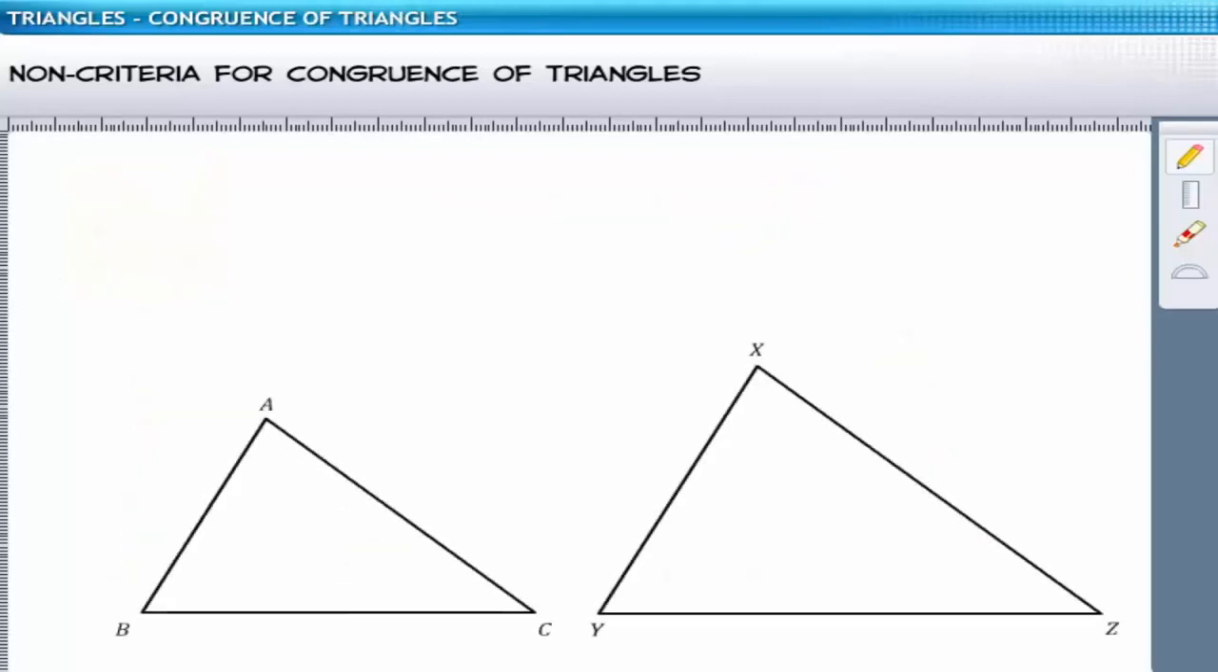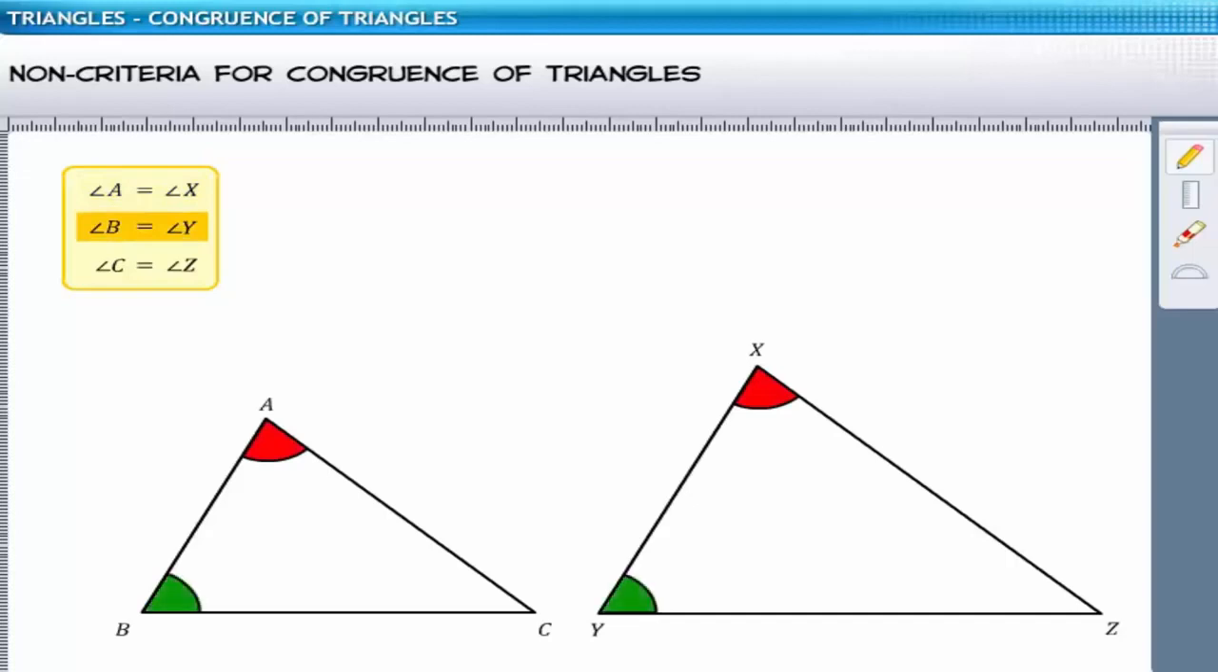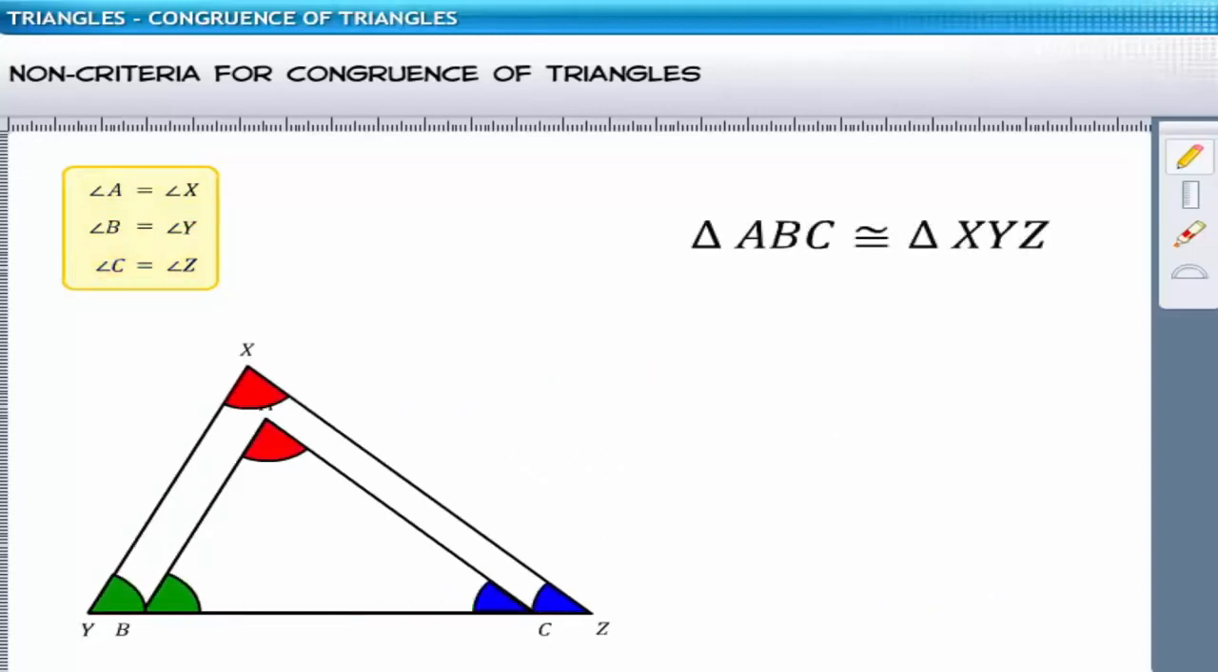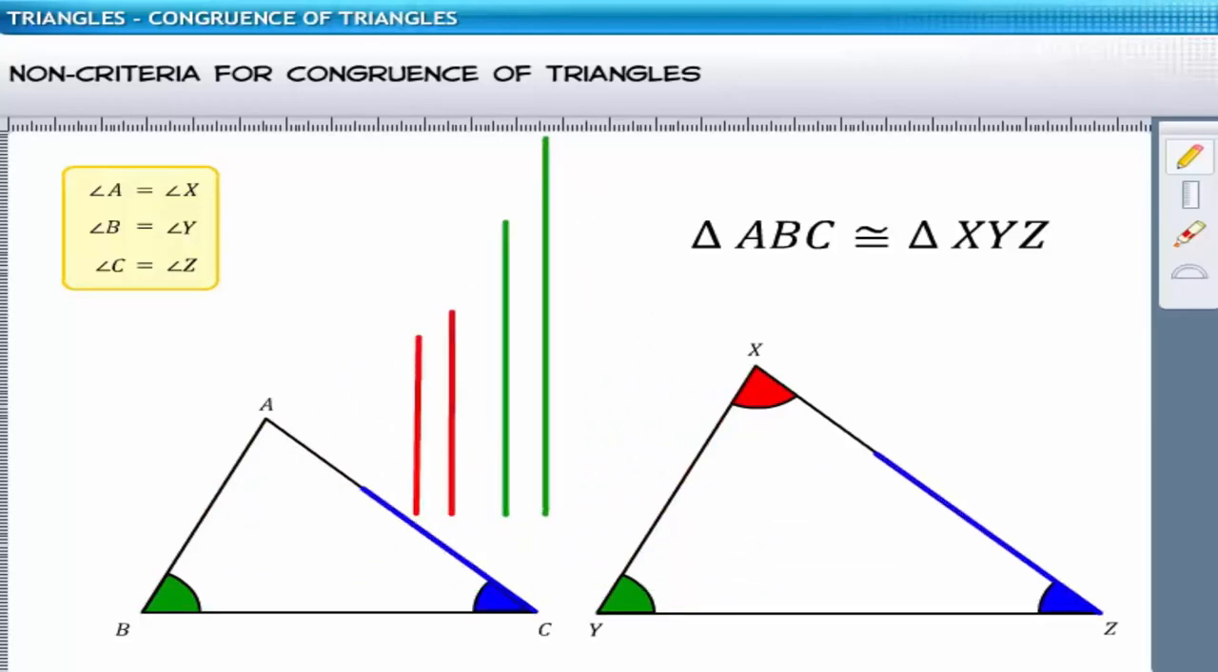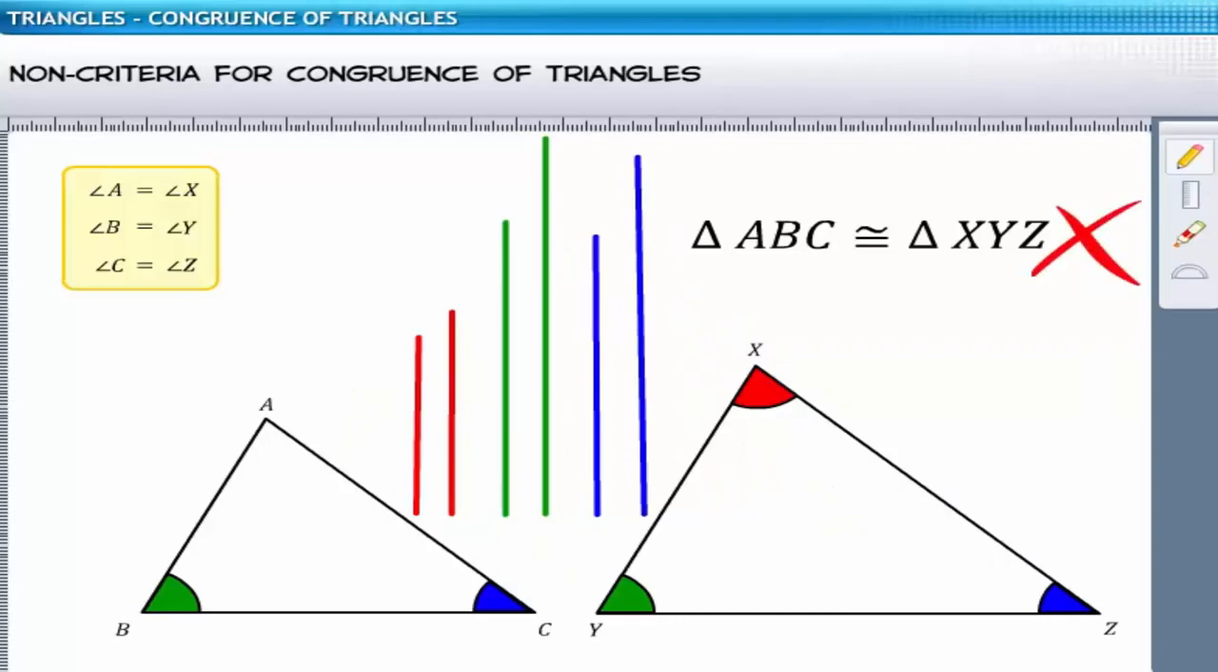Now, let's take an example to examine AAA criteria. Let's look at the triangles. In these, the corresponding angles are equal. Here, the sides of one triangle are not equal to the sides of the other triangle. Therefore, these triangles are not congruent.